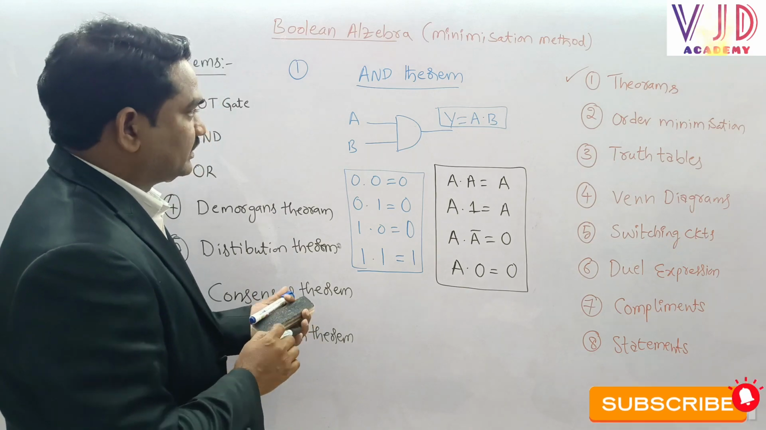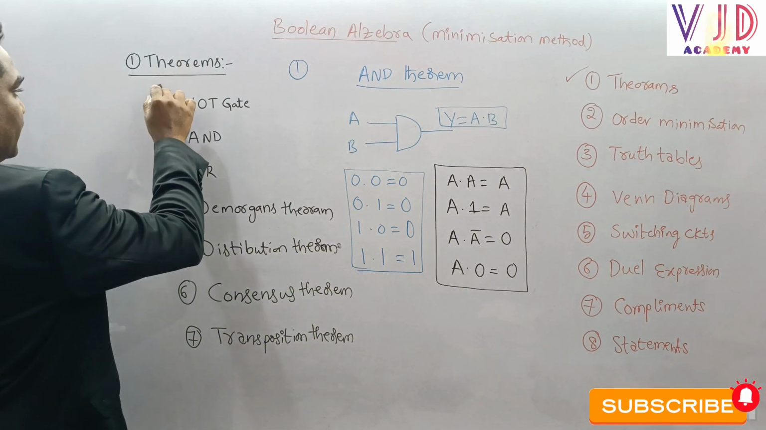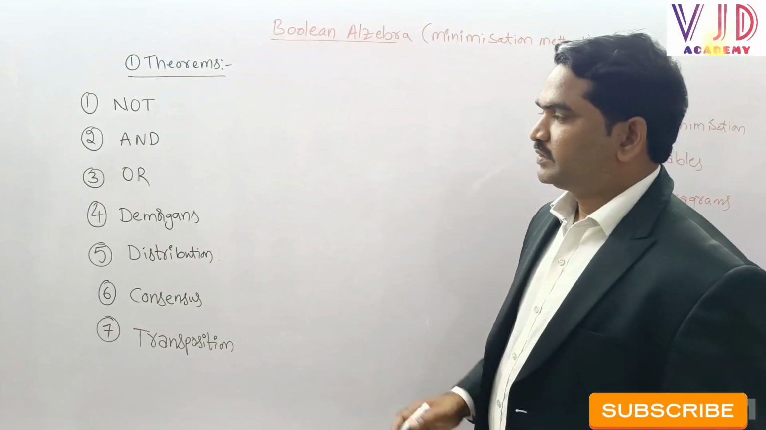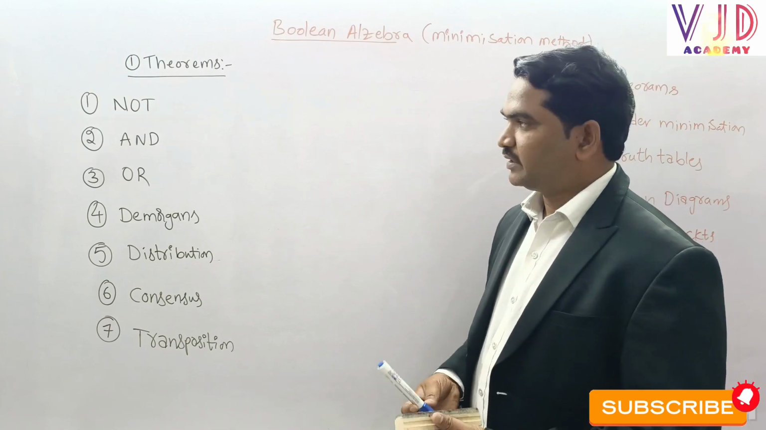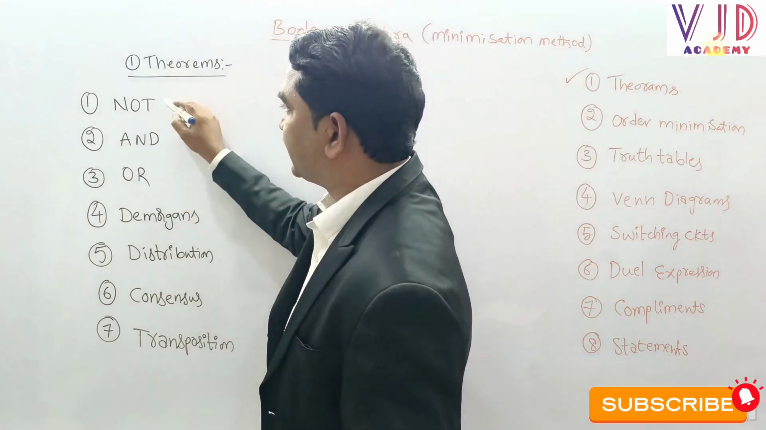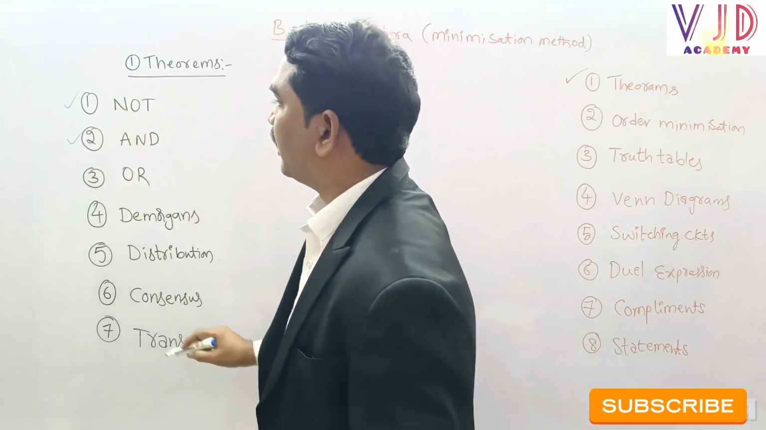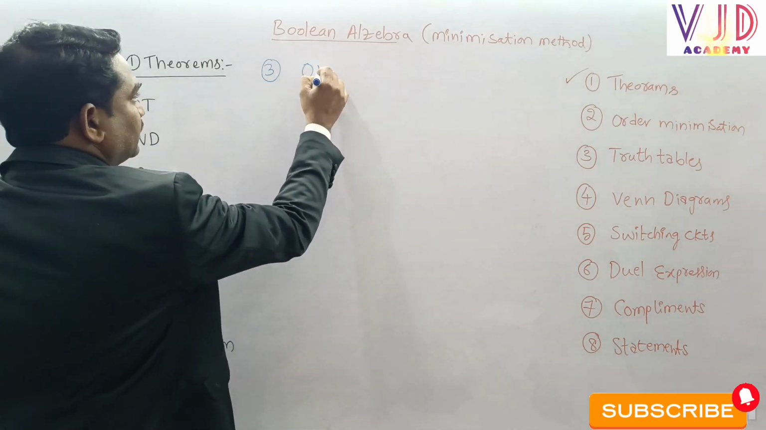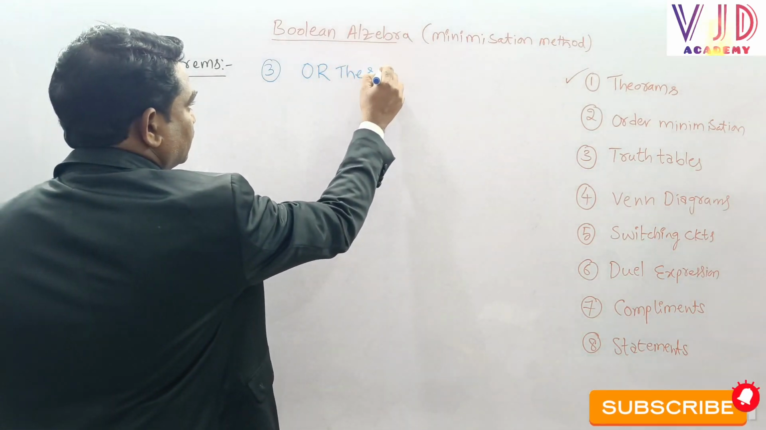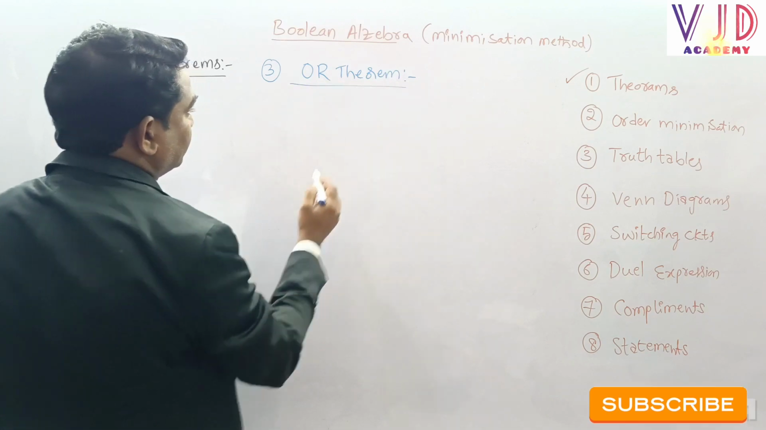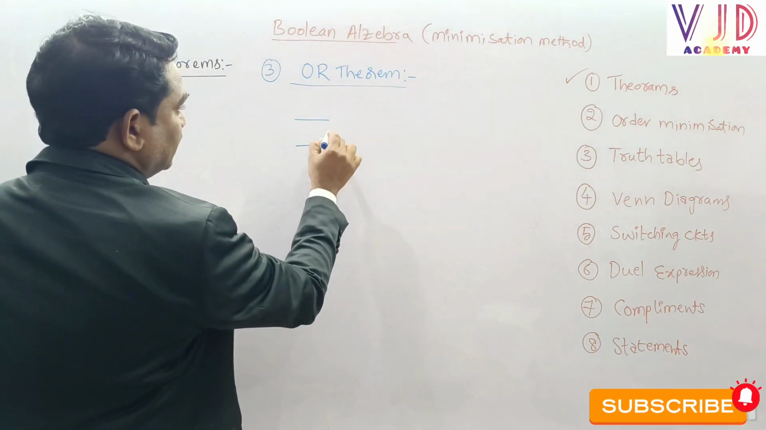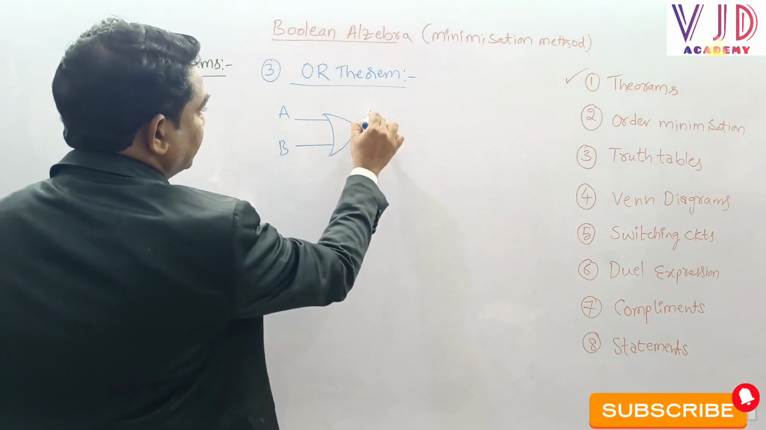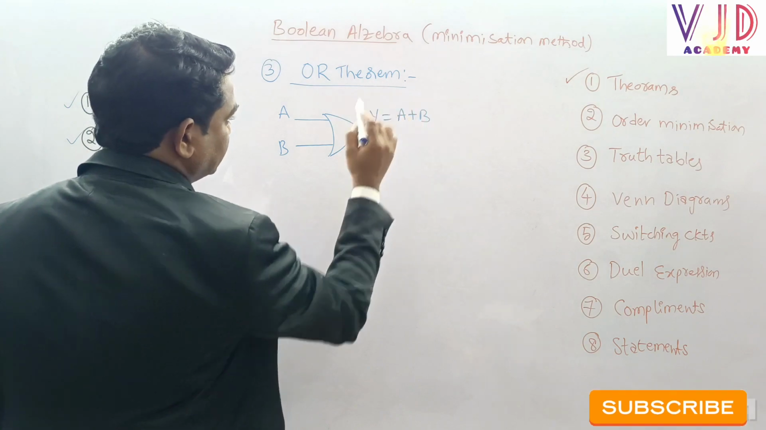Now, sir, let me take the third theorem. We have completed the NOT theorem and then the AND theorem. Let me take the third theorem called the OR theorem. Sir, we know that the OR gate symbol is like this. Here A and B are the inputs. Y equal to A plus B is the logical expression.